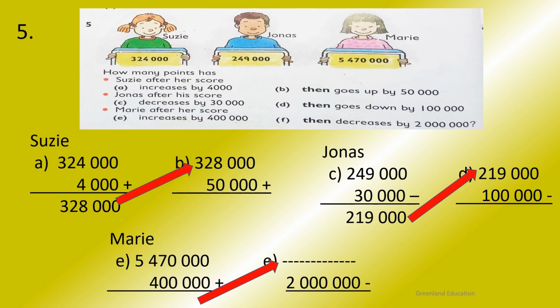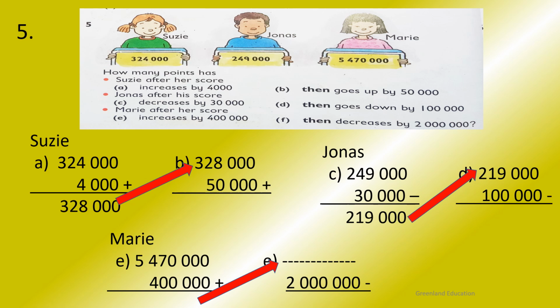Then D part says, then goes down by 100,000. After you subtracted 30,000, again it goes down by 100,000. Here I have shown it with the arrows. You can find the answer.